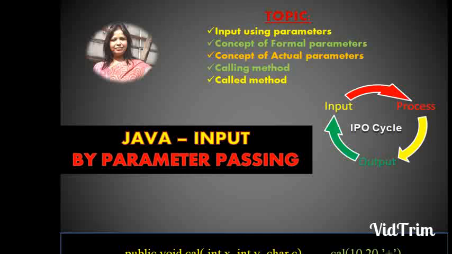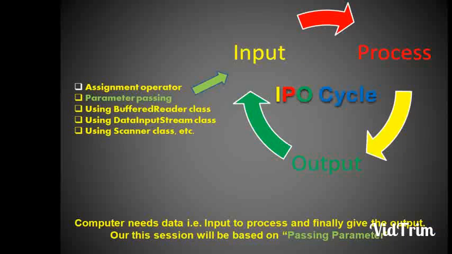Now look at the screen. There you will find a picture which shows the IPO cycle. From our childhood we are learning that computer works in IPO cycle, that is input, process and output cycle. Input means we have to give data and instructions to the computer, and then with those data computer will process and it will show you the result, that is the output. Now this cycle goes on whatever program you write.